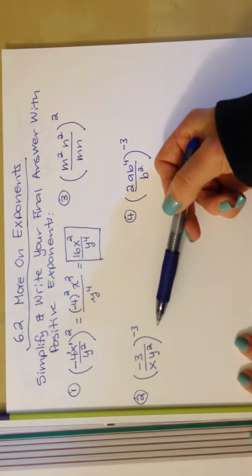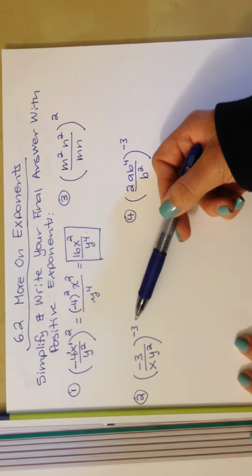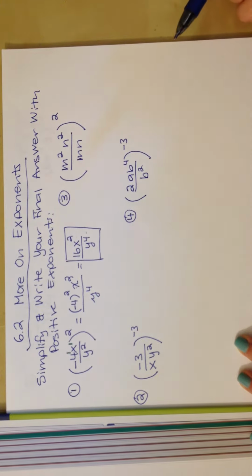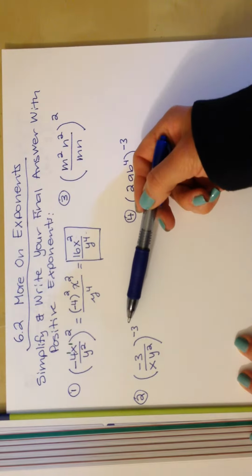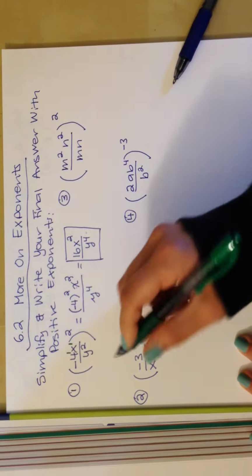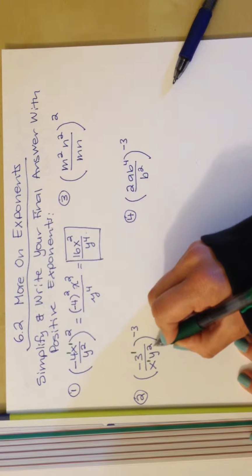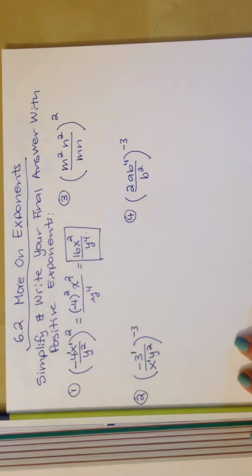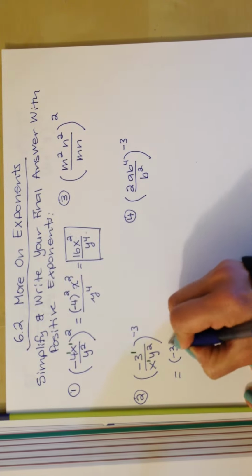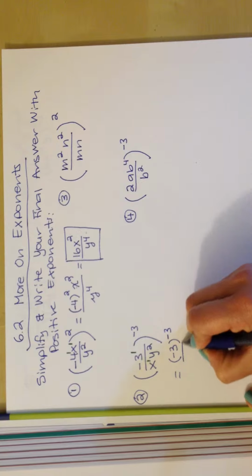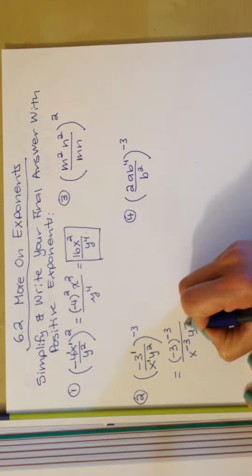Number 2, same type of problem, except the exponent on the outside is negative 3. But you follow the same idea. We multiply the exponent negative 3 with the exponent 1 for the negative 3, with the exponent 1 for x, and with the exponent 2. Which gives us, again, make sure you have your parentheses, negative 3 to the negative 3 power, divided by x to the negative 3, y to the negative 6.